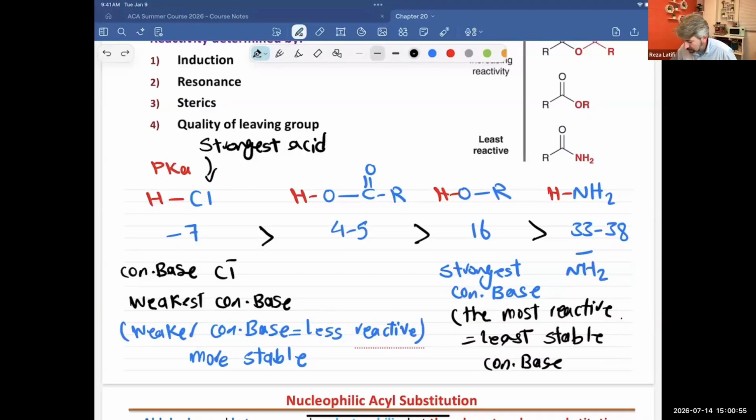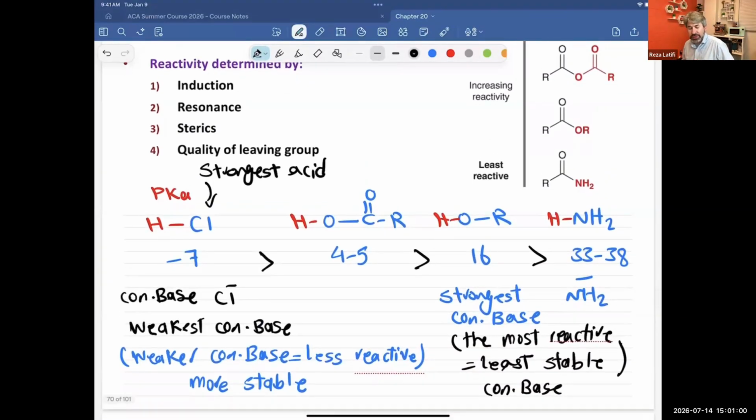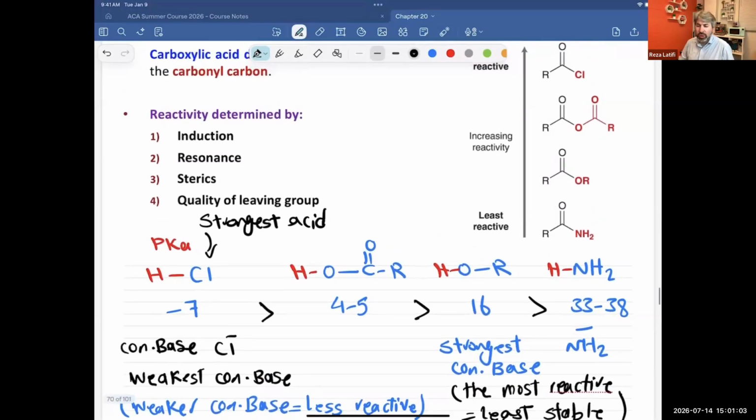Now, why do I care? Why do I care about stability or reactivity? When you add the nucleophile to the carboxylic group, you will be dealing with this. So say we have our R group, and here the carbonyl group, and then say X, and the nucleophile is supposed to be added. When you add the nucleophile, you also need to break this one at the end. The last step is going to be breaking the bond between X and the carbonyl.